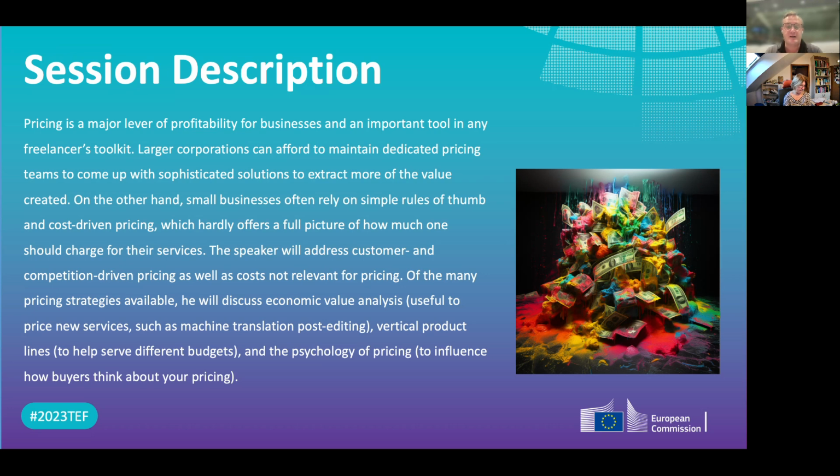I will address customer-driven pricing and competition-driven pricing, as well as costs that are not at all relevant for pricing. And of the many advanced pricing strategies available, we will discuss economic value analysis, which can be useful to price new services, such as machine translation post-editing, if it's new for you or your customers, vertical product lines that help you serve different budgets and needs, and the psychology of pricing also to influence how buyers think about your pricing.